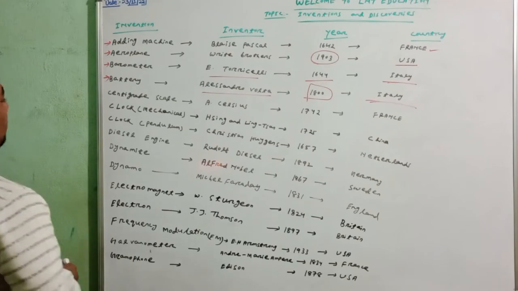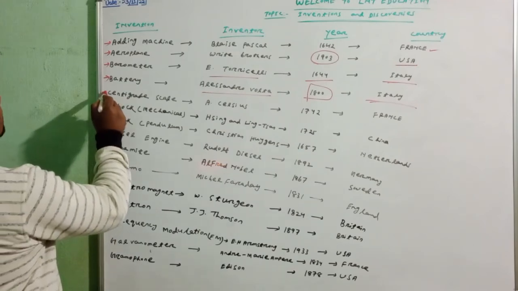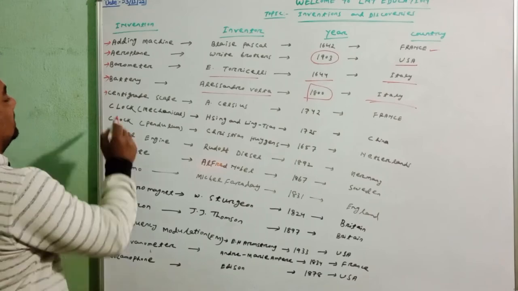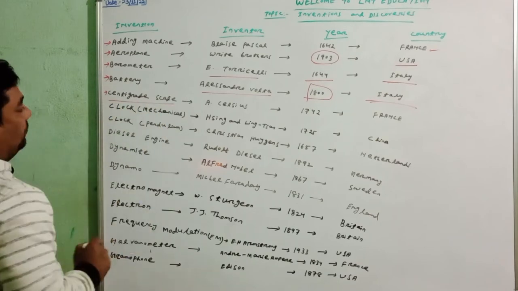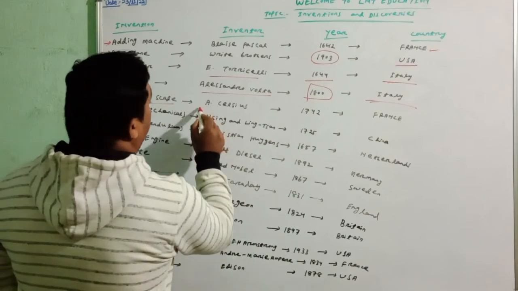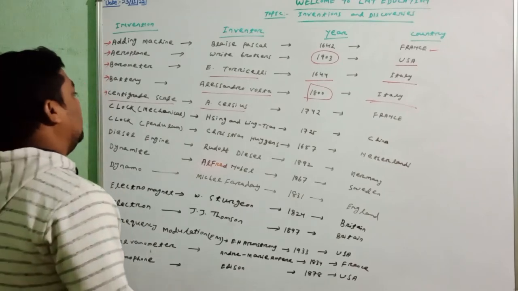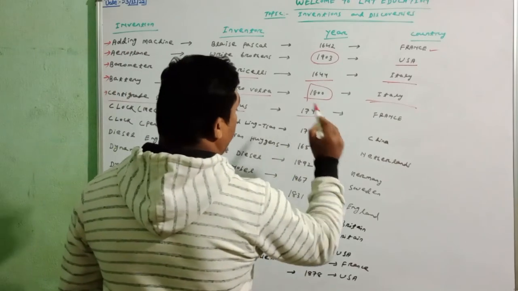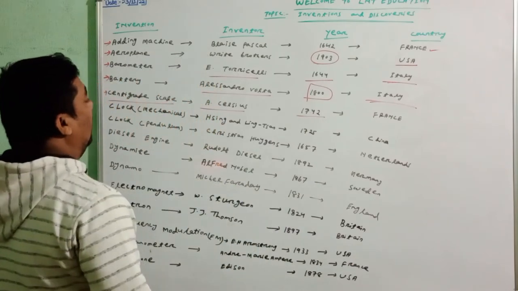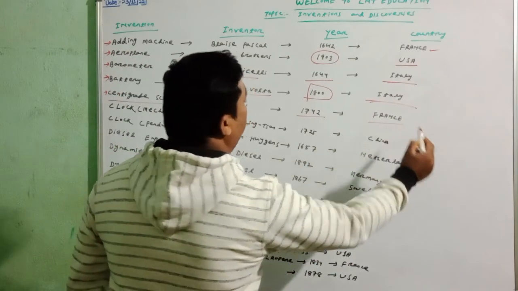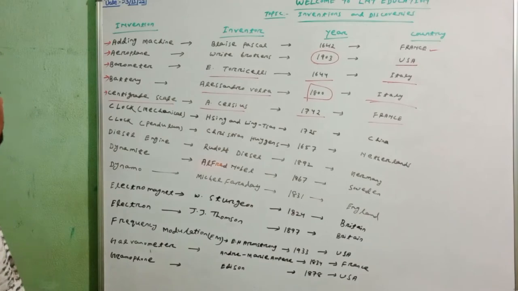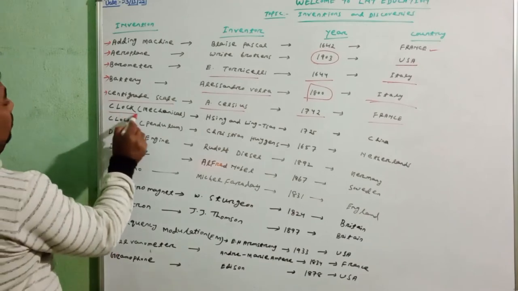Okay, then comes the centigrade scale. The inventor is A. Celsius. The Celsius scale was discovered in the year 1742, and the scientist belongs to the country France.